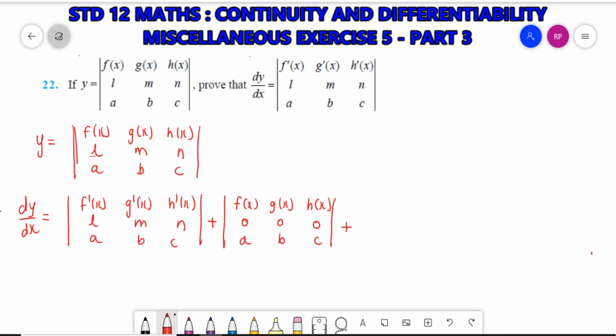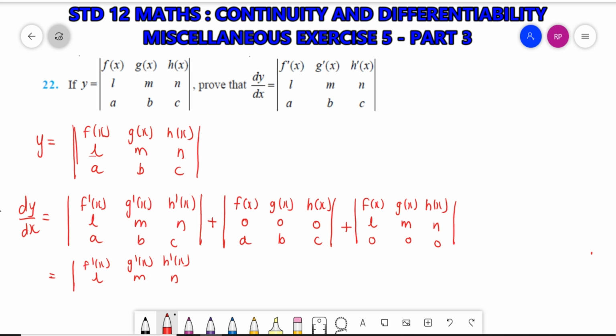Okay. Now it's time to differentiate the third row. First row as it is, fx, gx, hx. Second row as it is, l, m, n. Third row: a, b, c, all three are constants, so it will be 0, 0, 0. So this will be equal to the determinant of f dash x, g dash x, h dash x; l, m, n; a, b, c.